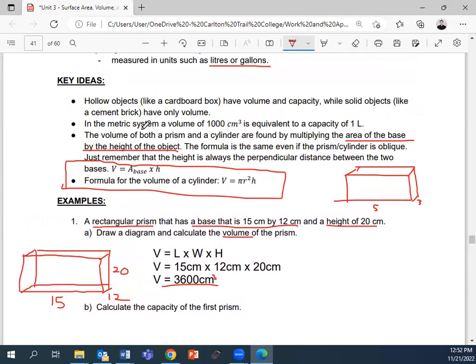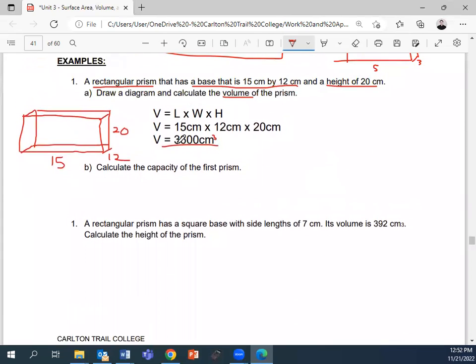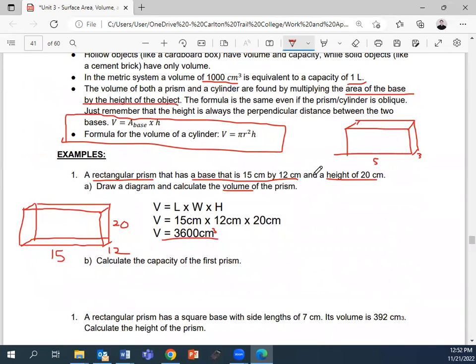Well, one thing we know is that 1,000 centimeters cubed is the same thing as 1 liter. So if 1,000 of them is 1 liter, how much would 3,000 be? 3 liters, right? And how much would 3,600 be? 3.6 liters.